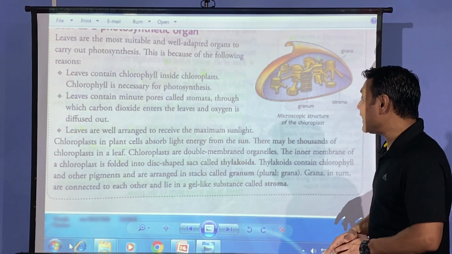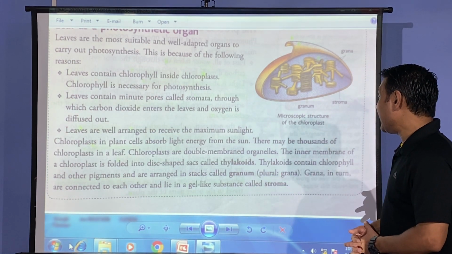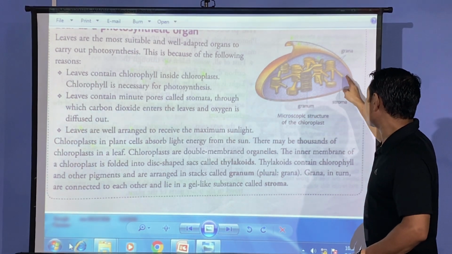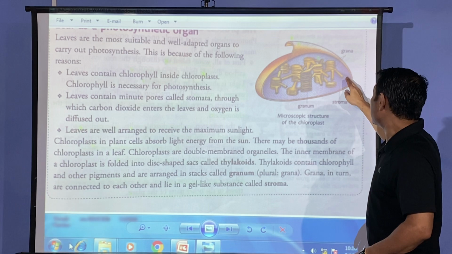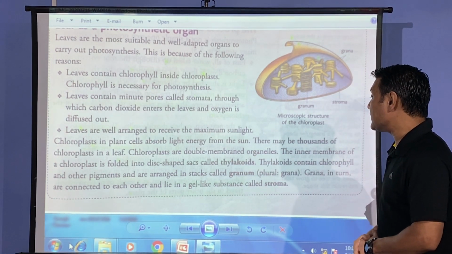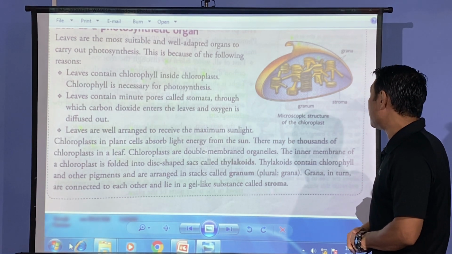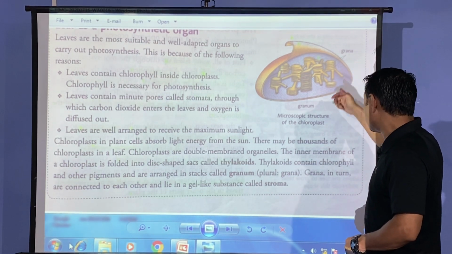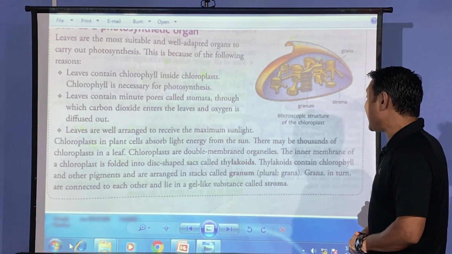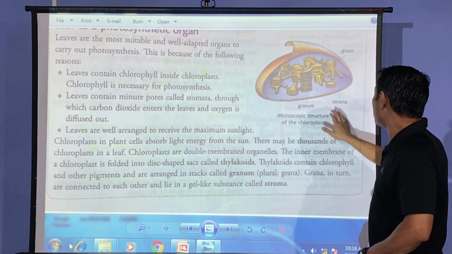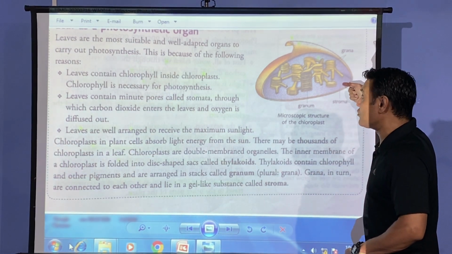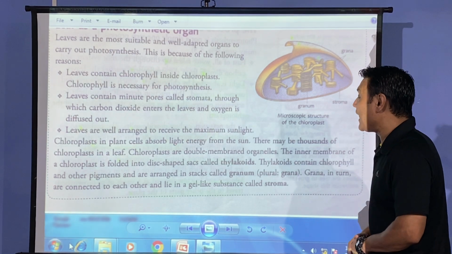Grana in turn are connected to each other and lie in a gel-like substance called stroma. So you can see the stroma here. Is it okay? So thylakoids contain chlorophyll again and other pigments and are arranged in stacks called grana. So grana in turn are connected to each other and lie in a gel-like substance called stroma. So these are the grana and this is the stroma, and the entire thing is known as thylakoids.